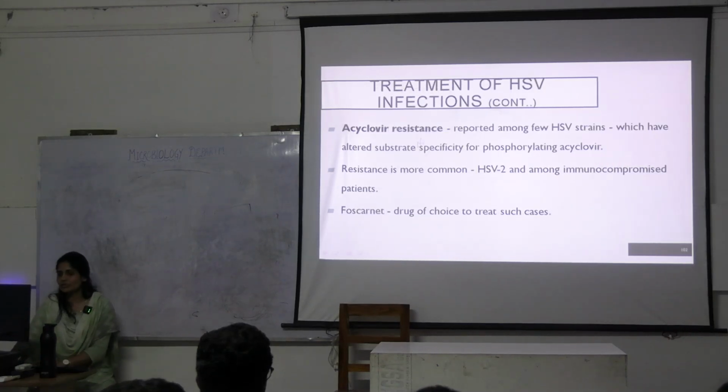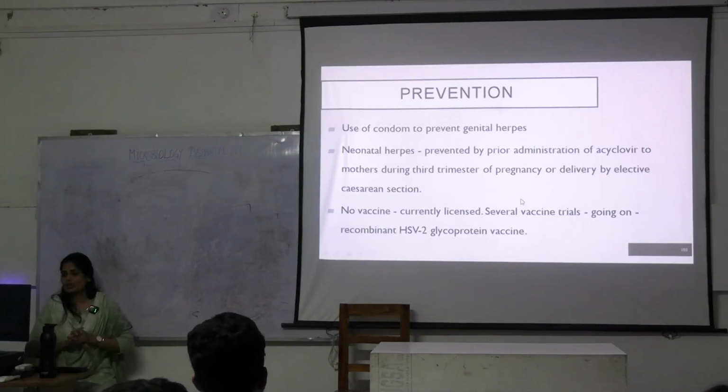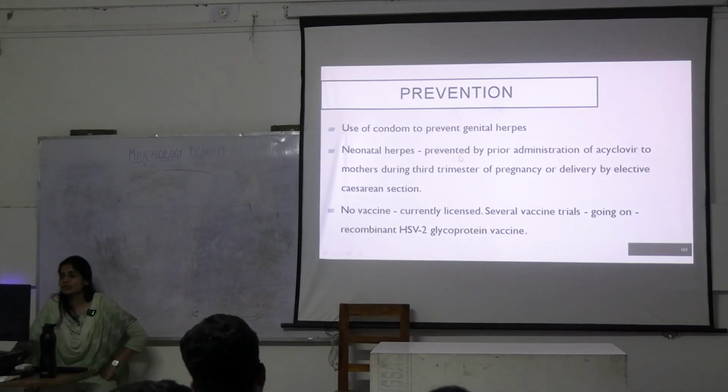In case of acyclovir resistance, you can give foscarnet. How will you prevent this? You can prevent herpes infection through safe sexual practices. In case of neonatal herpes, you will give acyclovir to the mothers during the 3rd trimester, and you will deliver the child through cesarean section, not through labor.